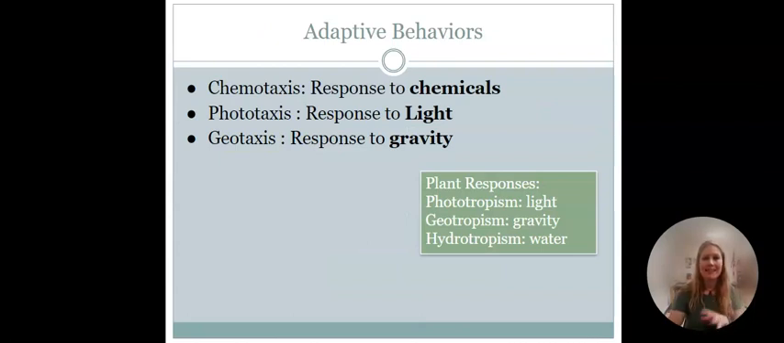And then there's also a couple adaptive behaviors for unicellular organisms, most specifically chemotaxis, phototaxis, and geotaxis. Taxis just means movement, like a taxi cab. So chemotaxis is movement because you're responding to a chemical. So a euglena moves because it senses that there's food nearby. Phototaxis responds to light, so photo, like photosynthesis, and then geotaxis is in response to gravity, geo meaning earth.